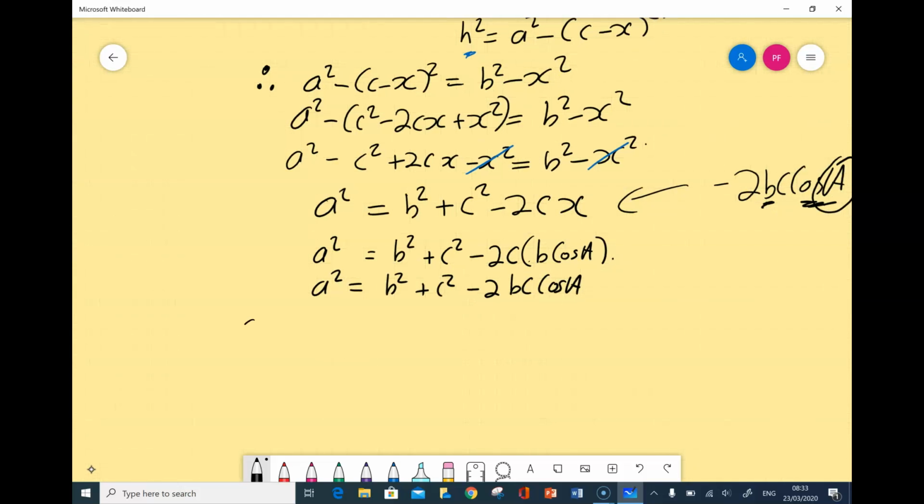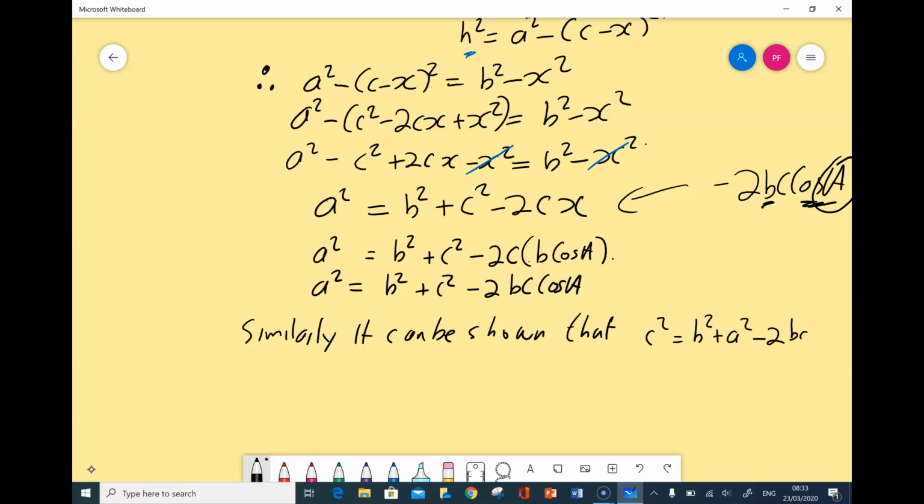And then you can say at the end, similarly, it can be shown that c squared equals b squared plus a squared minus 2ba cos C, and b squared equals c squared plus a squared minus 2ca cos B. Perfect.